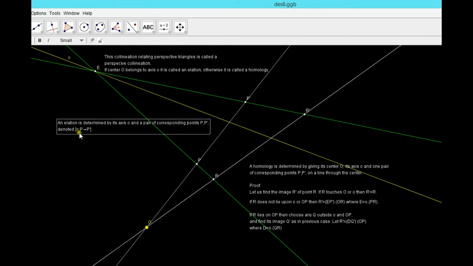And because this case is so nice, we can use this little notation to denote how an elation works. So O semicolon P goes to P dash, that's a notation for an elation when it's in square brackets, and it notationally contains all the info that we need.